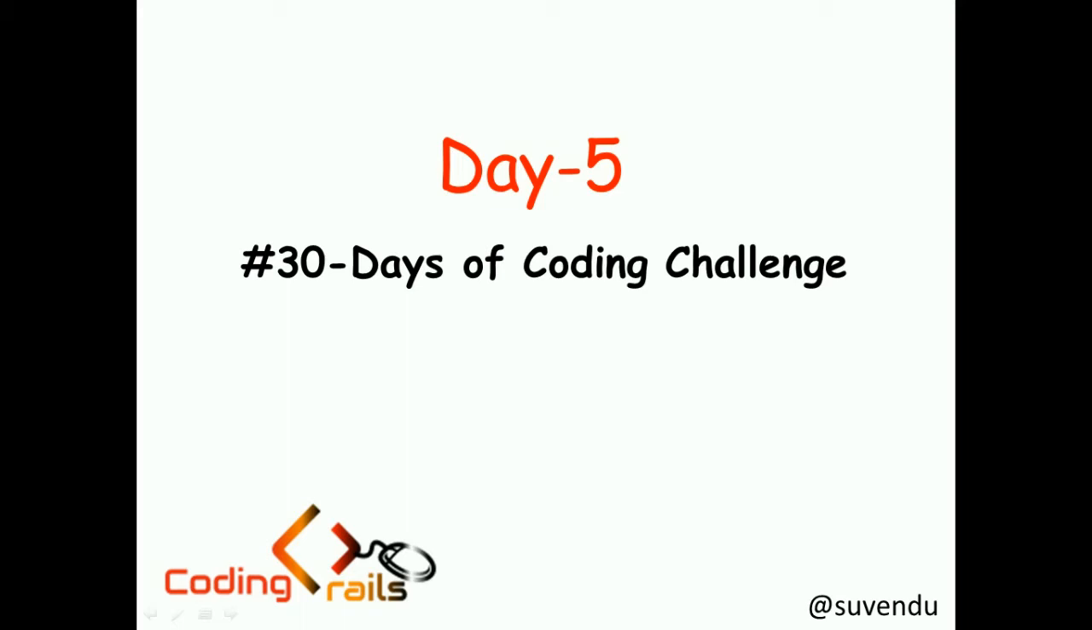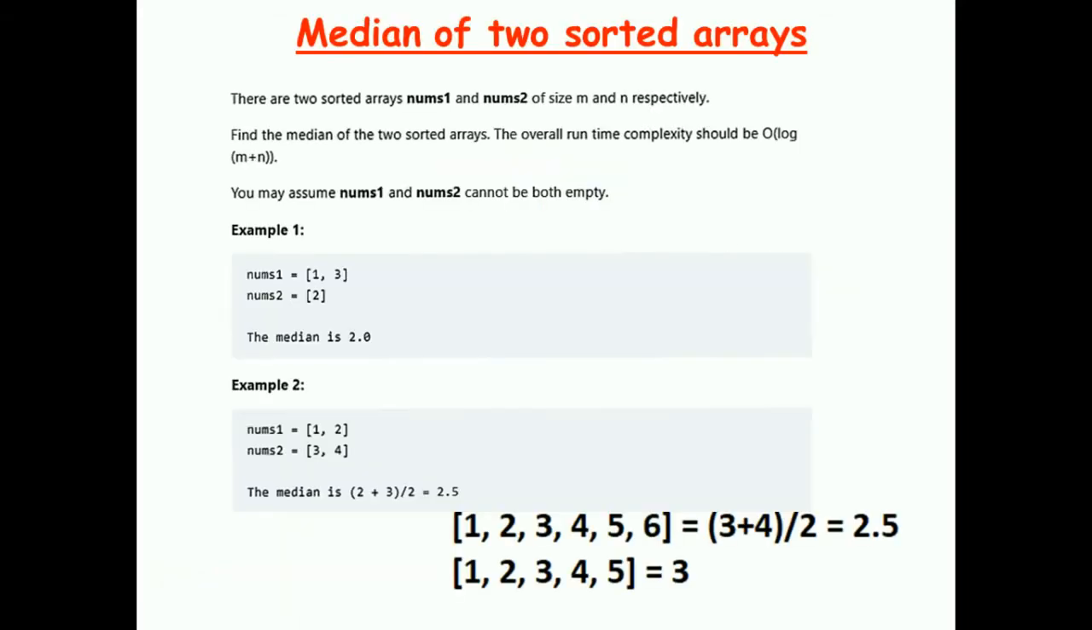Today is day 5 of our 30 days of coding challenge, and the problem is median of two sorted arrays. Okay, so I think all of you know what a median is. The problem is there are two sorted arrays, nums1 and nums2, of size m and n respectively, and we have to find the median of the two sorted arrays. The overall runtime complexity should be O(log(m+n)). So here we have to take care of time complexity.